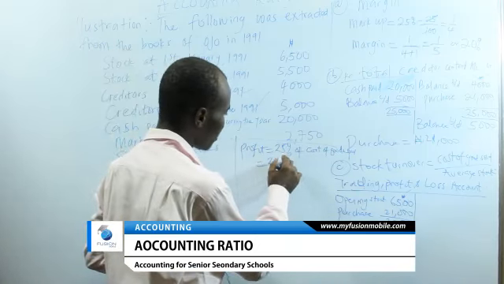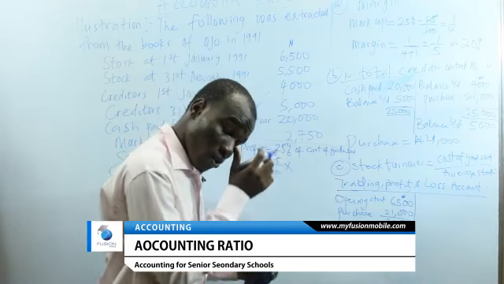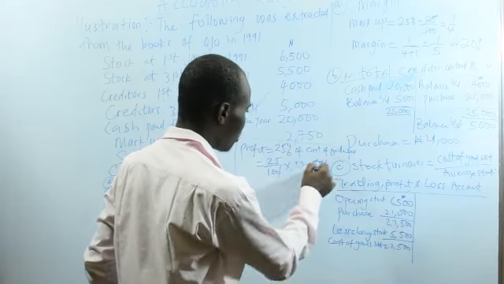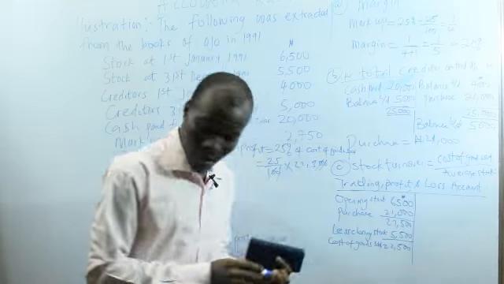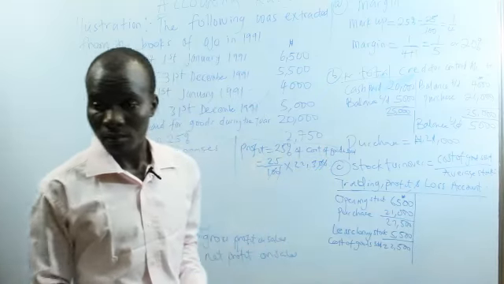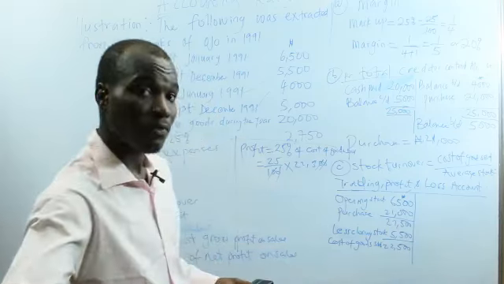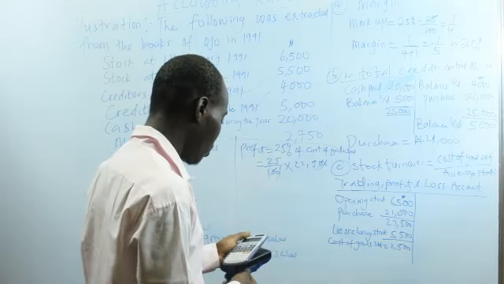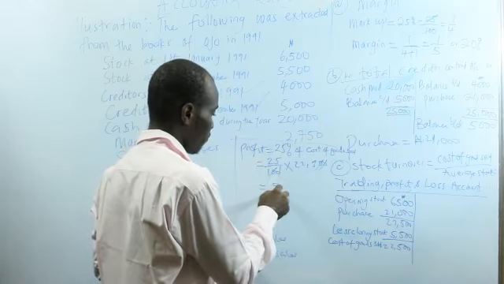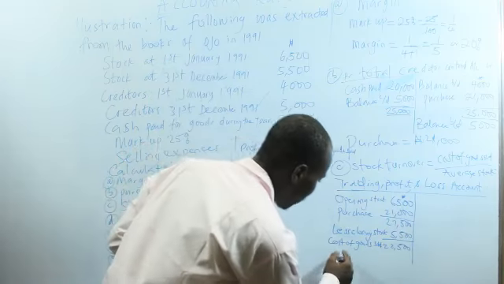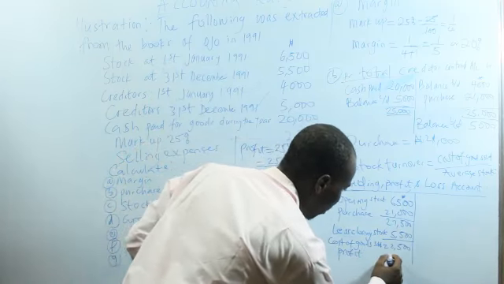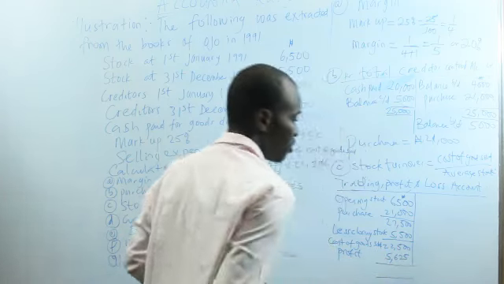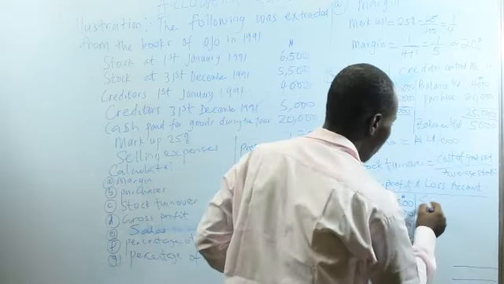So we have 25 over 100, times the cost of goods sold, which is 22,500. So 0 cancels 0, 0 cancels 0. So we have 225 times 25. That gives us 5,625. So our profit is 5,625. The addition of the cost of goods sold plus profit gives us our sales.